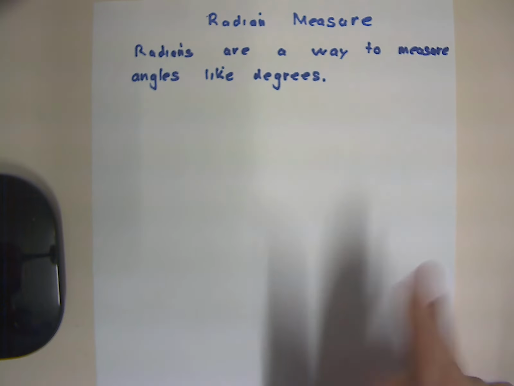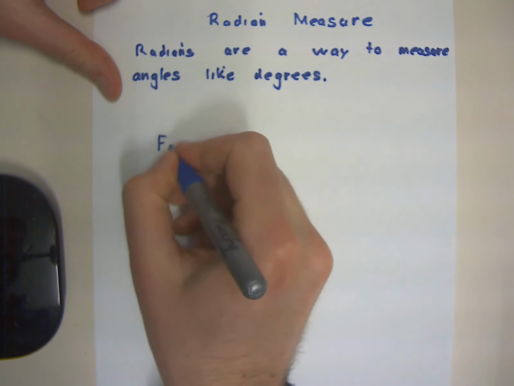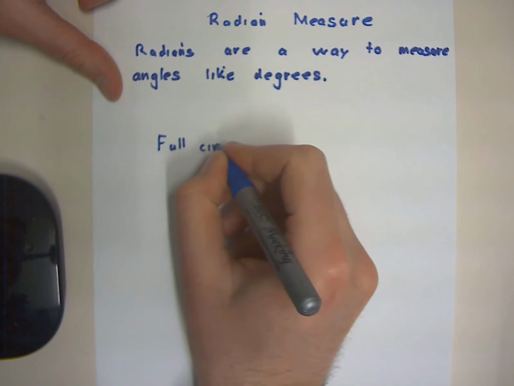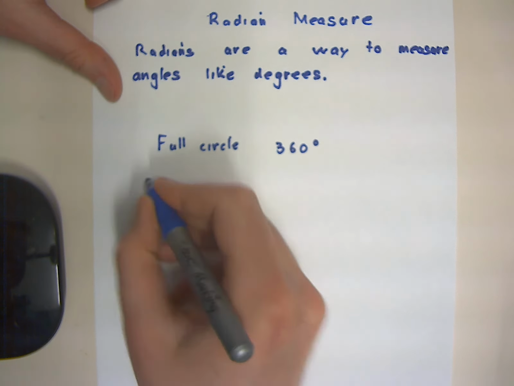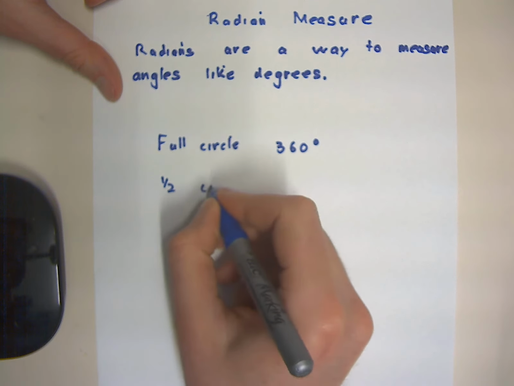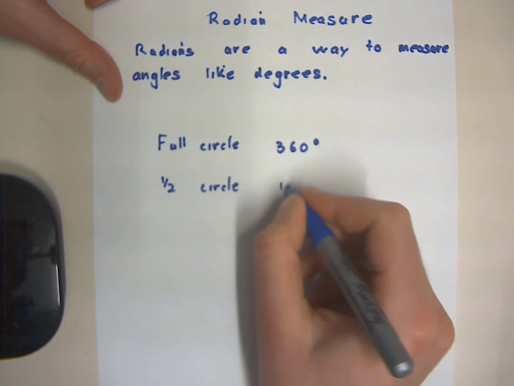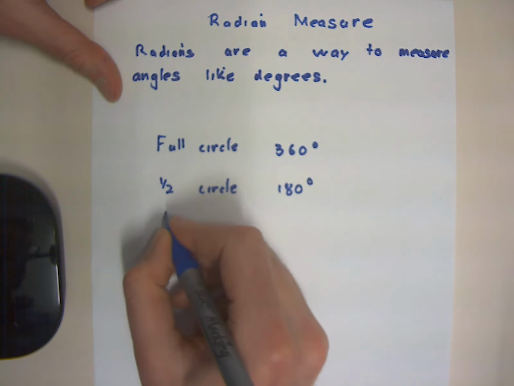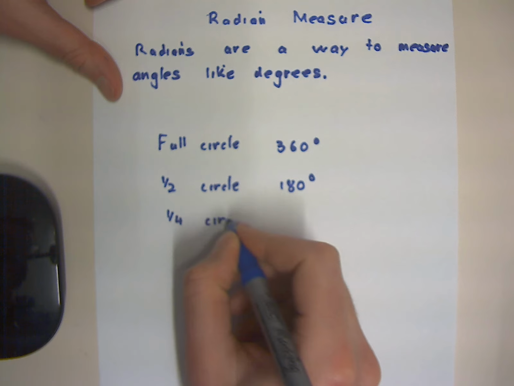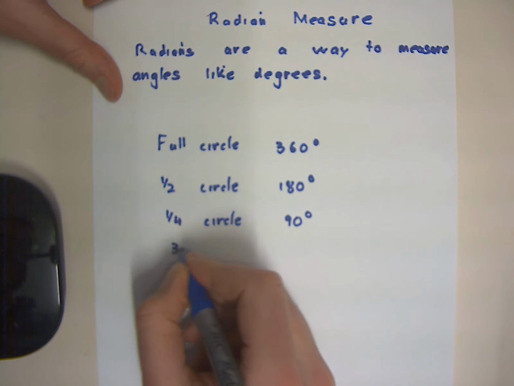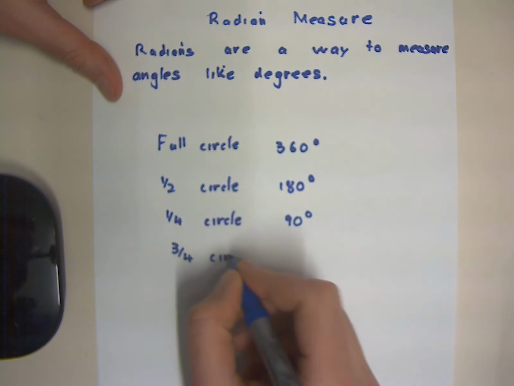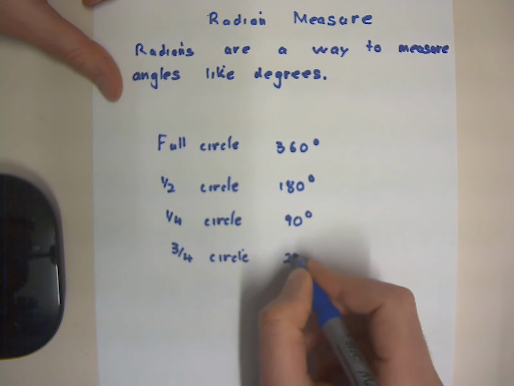Now in degrees, a full circle is 360 degrees. Half a circle is 180. Quarter of a circle is 90. And 3/4 of a circle is 270.